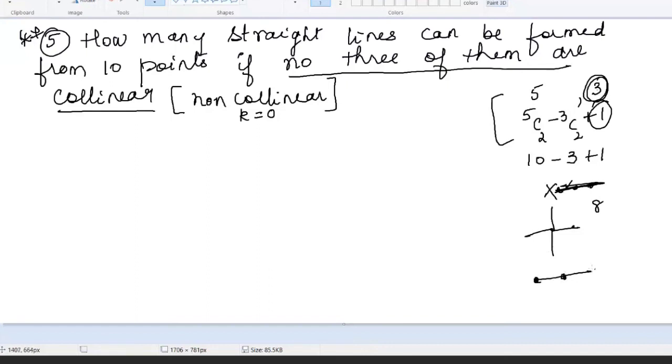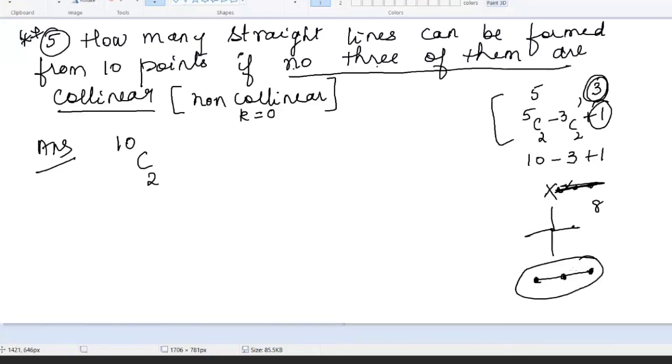Okay. So here they have told us no 3 of them are collinear. That means it is a non-collinear question. If it is non-collinear, then it is only nC2. So what is n here? n is 10. Therefore my answer for this is just 10C2. There is no minus kC2. There is no plus 1. When is that plus 1? Only if there are k collinear points. But that is not there. So I am not adding that line.